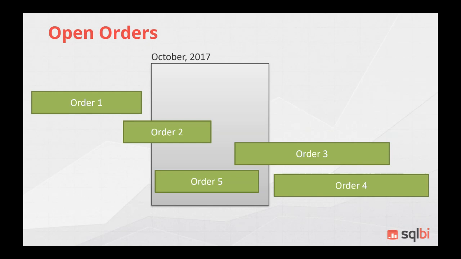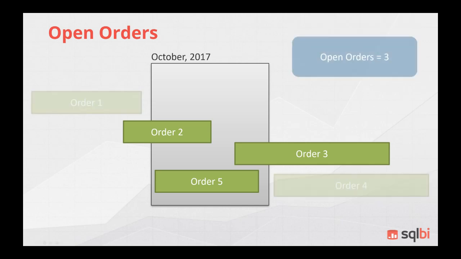But you might also have orders which are placed and closed all inside the current month. Again, do we consider it open or closed? Depending on your definition of open orders, this might change. In my personal definition, I consider it open. So I want a total number of open orders, which is equal to 3.